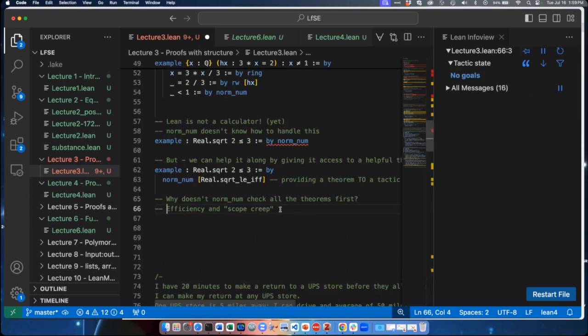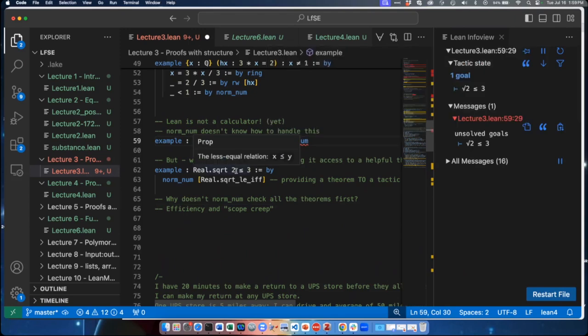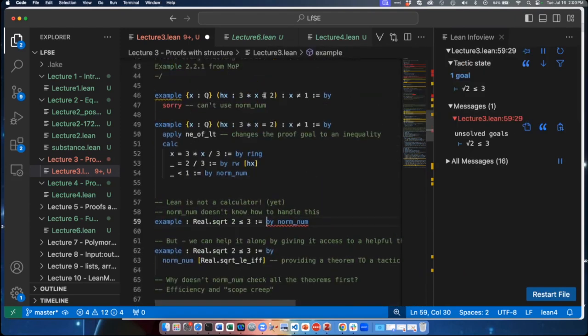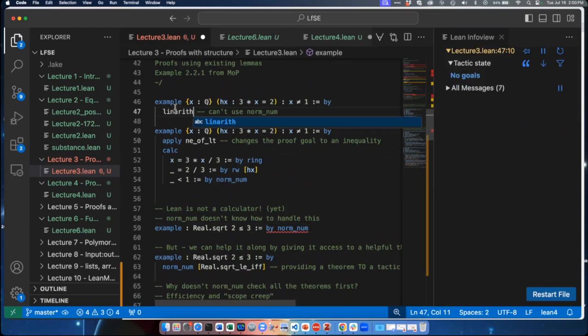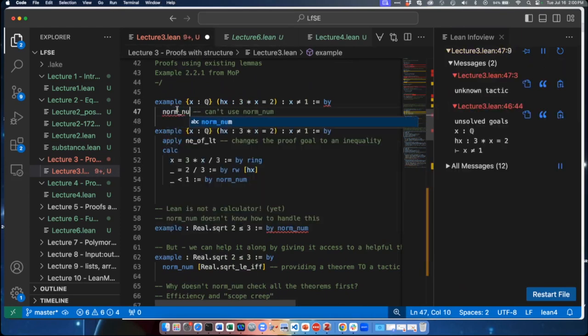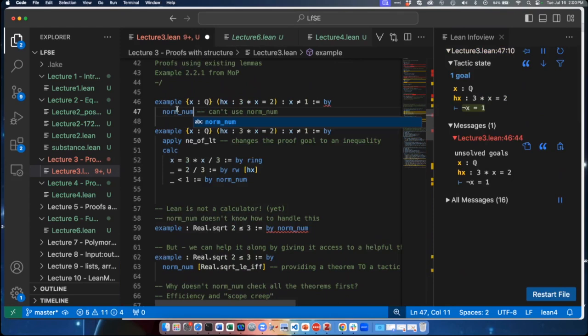So we've talked before about all the different kinds of tactics that we have. And these tactics have a purpose, so to speak. I can prove this using linarith. I cannot prove this using norm num. Why would I have a norm num if I have linarith? Well, linarith is more powerful. Linarith is less efficient. It tries more things. And sometimes there's overlaps too.